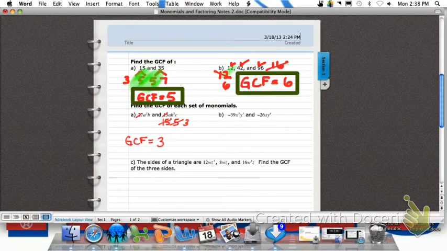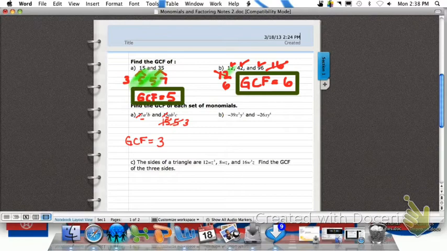So now we have to look at our variables. This is a little bit different than looking at a number. When I look at my variables and I see if they have a common factor, what I'm going to do is, do they both have the same letter? Okay? So do both of these have an A? Yes, there's an A there and there's an A there. They both have an A.